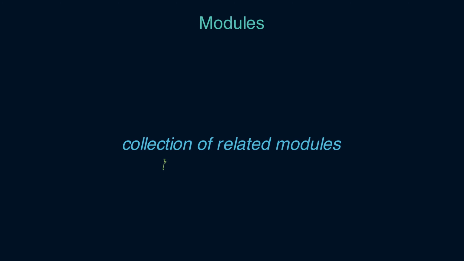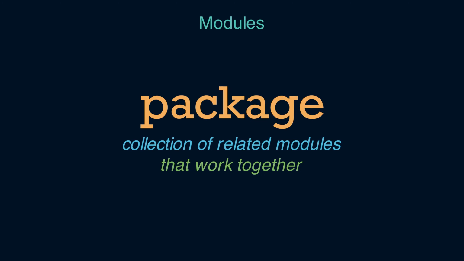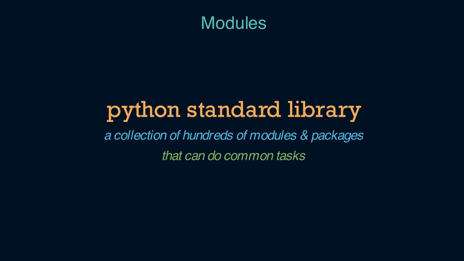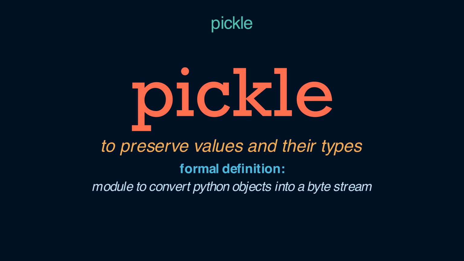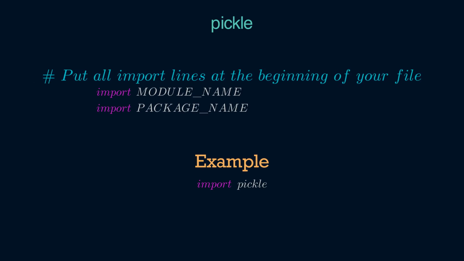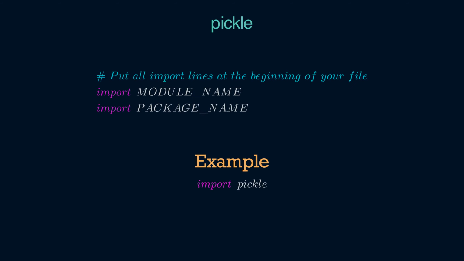When there are many such related modules, we can organize them into packages, like folders and files. Python's library has hundreds of such modules and packages. And Pickle is such a module. To use a module or a package, we must first import it. Write the keyword import, then a space, followed by the module or package name. Always put all such import lines at the beginning of your module.